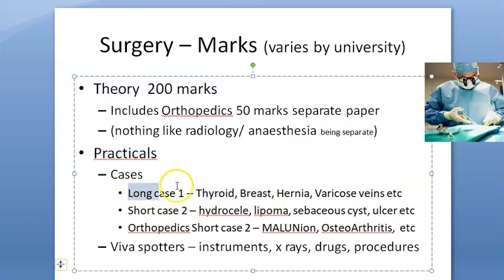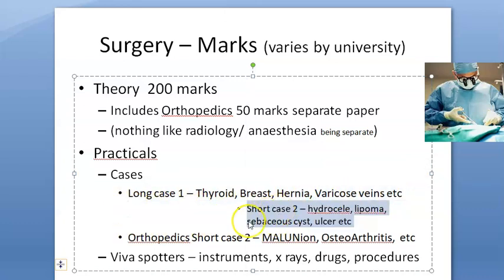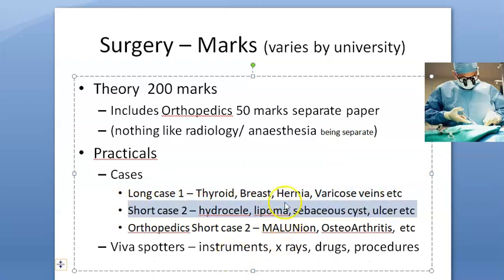In practicals you will have a long case. Usually it can be a thyroid case like a multinodular goiter, a carcinoma breast can be there, hernia, mostly inguinal hernia, and varicose veins they can give. Short cases will usually be hydrocele, lipoma, sebaceous cyst, ulcer, etc.